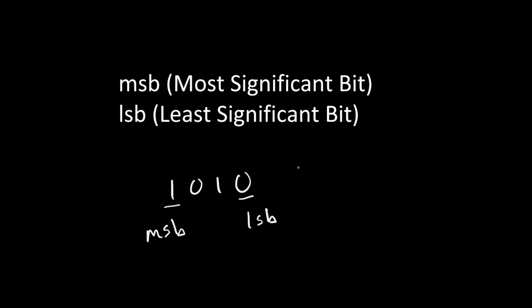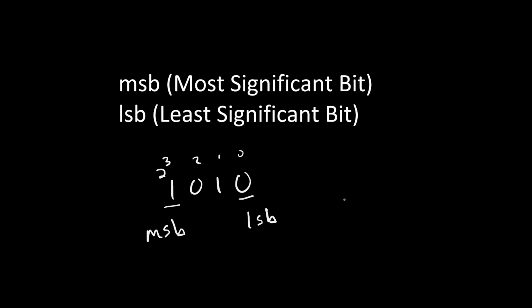That's the LSB, least significant bit. So the most significant bit is the one with the highest power. In this case, this is column 0, this is column 1, this is column 2, this is column 3, this is 2 cubed. So 2 cubed is the largest value, it's the most powerful value. So that's going to be your MSB.